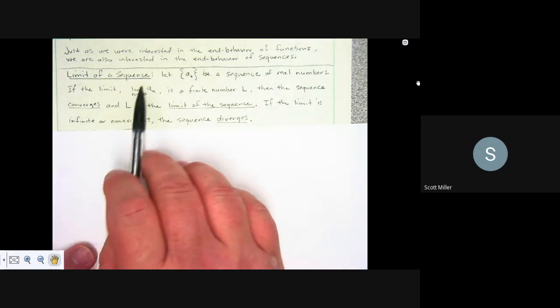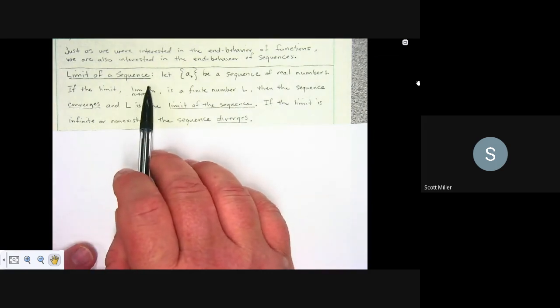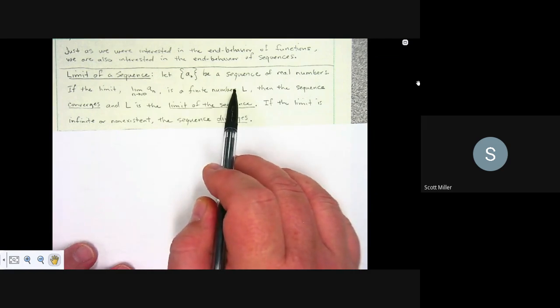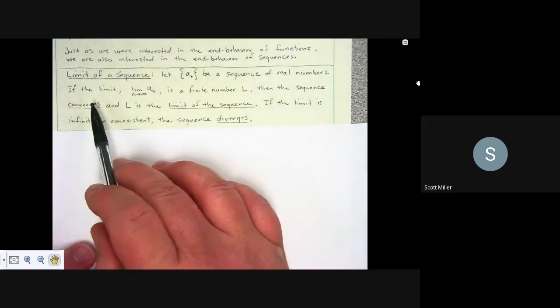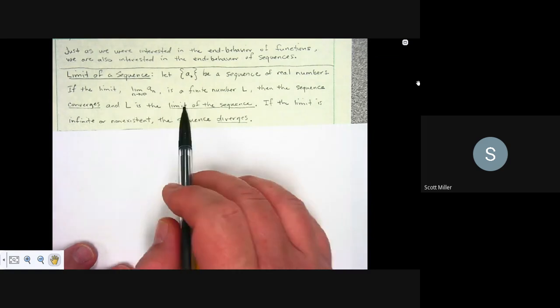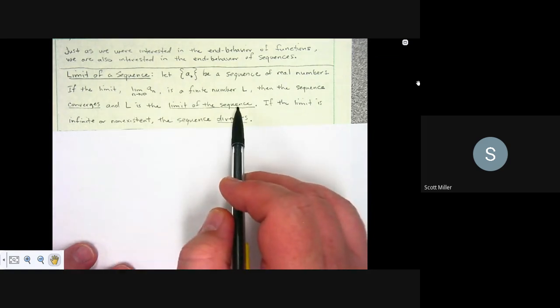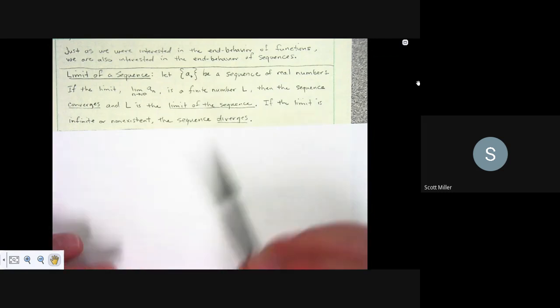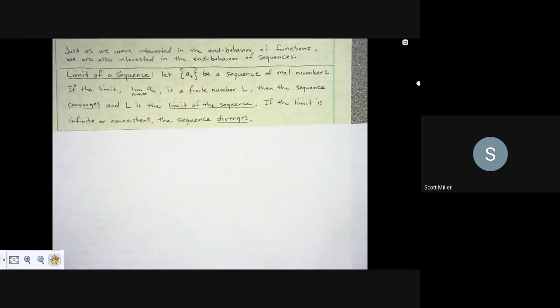If that limit, in other words, if these numbers in the sequence get closer to a finite number, then the sequence is said to converge. And L is the limit of the sequence. If the limit is infinity or non-existent, then the sequence diverges. And I'll show you how this looks and works out in just a moment. So let me pull up my problems here that we're going to look at. And I'll walk you through how to do these.